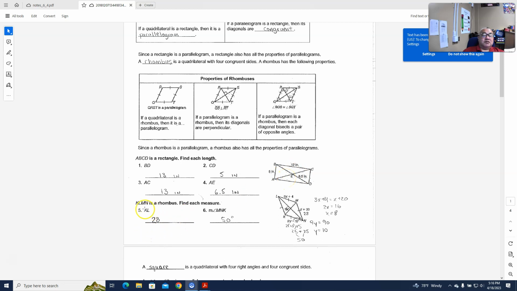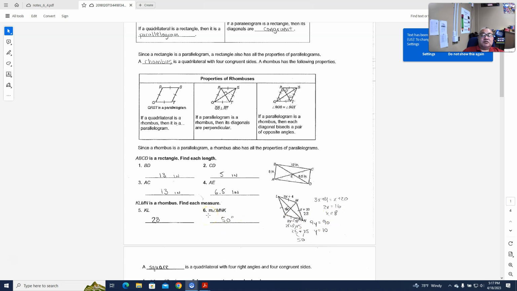A rhombus is shown here. KLMN is a rhombus. For each, find the measure. So we have KL, and we know in a rhombus all the sides are equal. So we're going to say 3x plus 4 equals x plus 20. Subtract x, so we have 2x equals 16. So x equals 8.